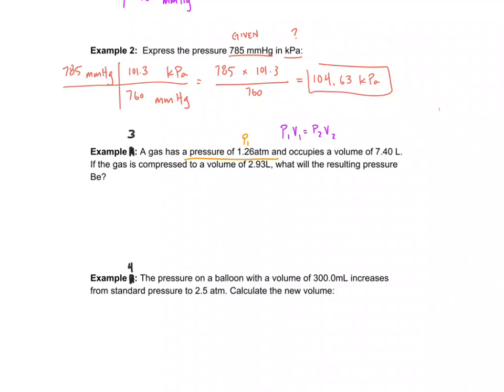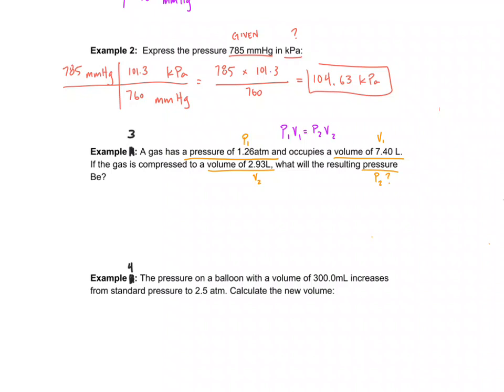And that same gas occupies a volume of 7.4 liters. So that's the volume of that same gas. Now it's telling you the gas is being compressed to a volume of 2.93 liters. So now this is my new volume. I want to know what the resulting pressure is going to be. In other words, you are trying to find P2, the new pressure.